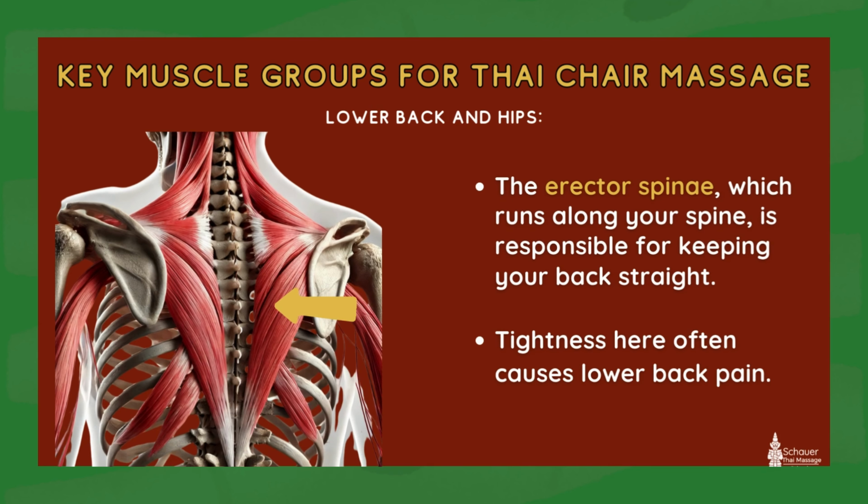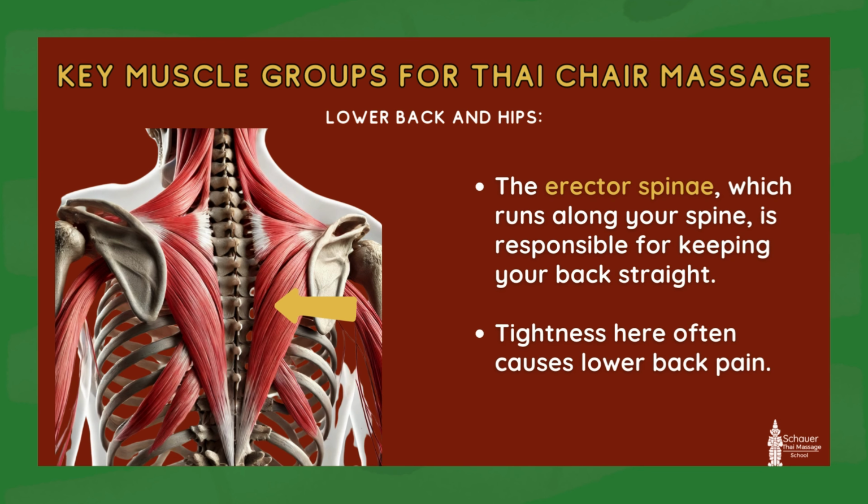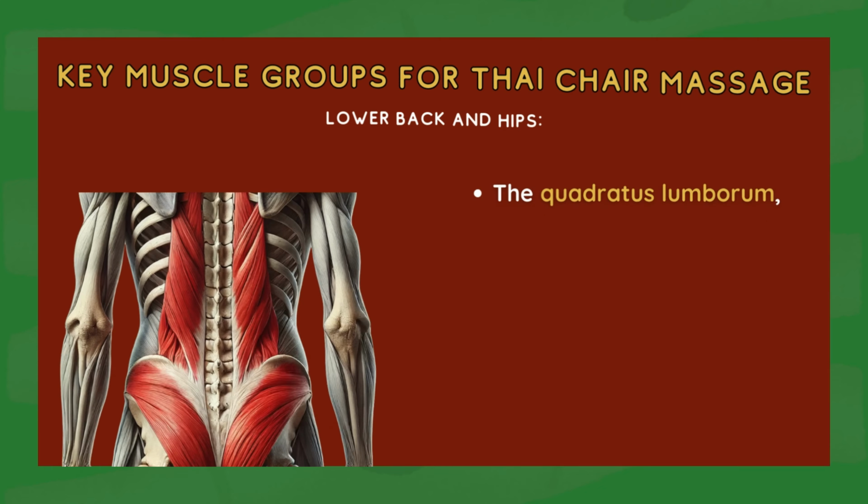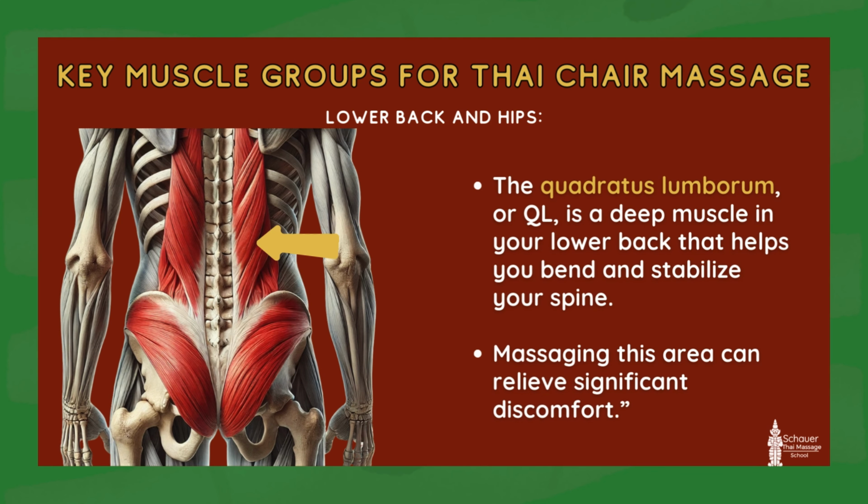Lower back and hips. The erector spinae, which runs along your spine, is responsible for keeping your back straight. Tightness here often causes lower back pain. The quadratus lumborum, or QL, is a deep muscle in your lower back that helps you bend and stabilize your spine. Massaging this area can relieve significant discomfort.